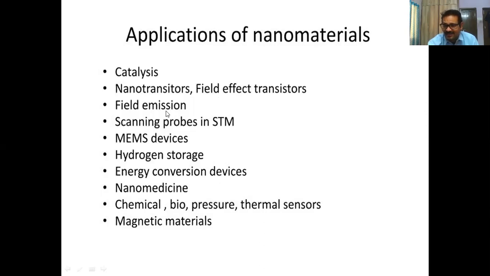Suppose an induced electrostatic field is there, then the number of electrons migrating or moving will be increased. This movement, this conduction in the presence of an electrostatic field, we normally call field emission. This is the main technique involved in creating a tunneling effect. That's why we have the scanning tunneling microscope. So scanning probes can be created with this field emission.